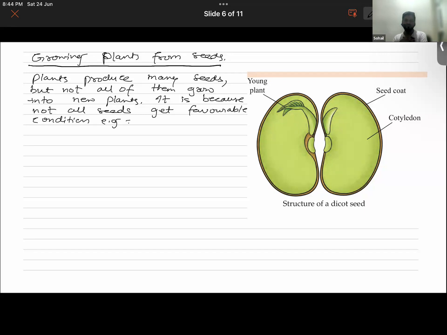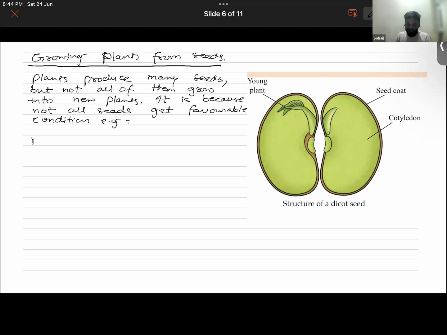Not all the seeds get the right amount of moisture. Okay. And they also do not get the right type of soil. Okay, seeds basically require nutrition from the soil also.